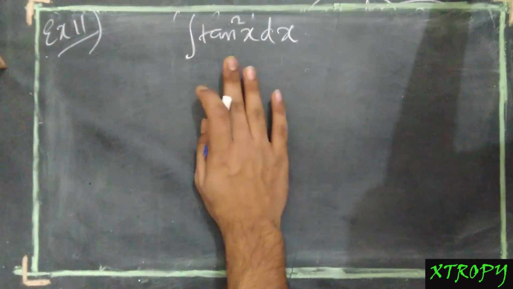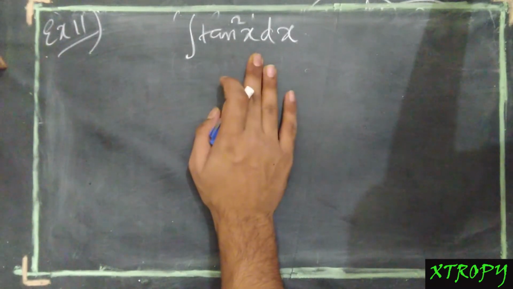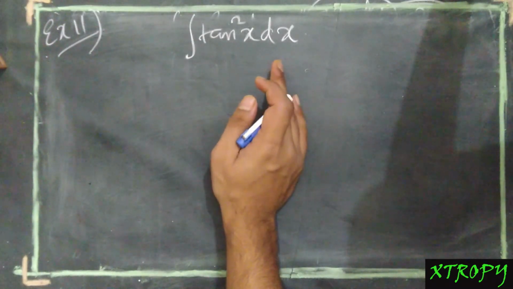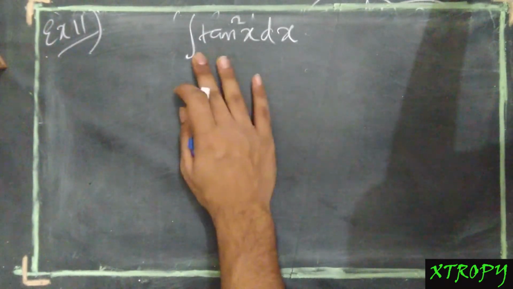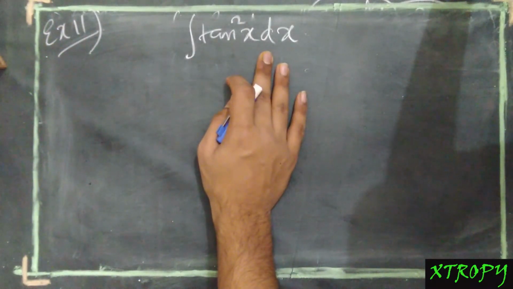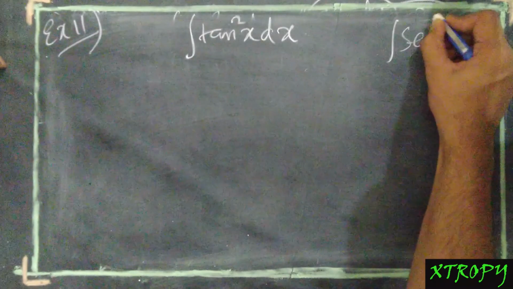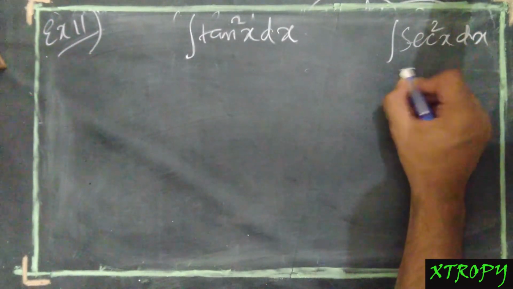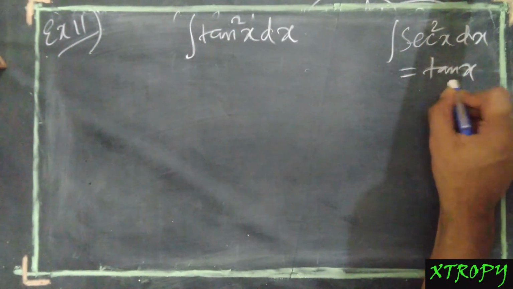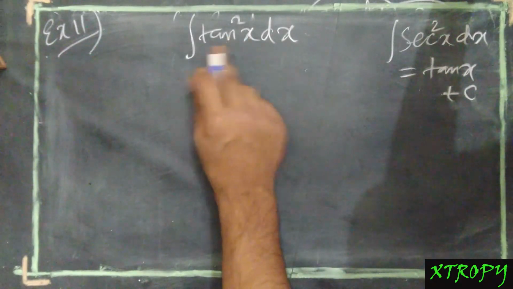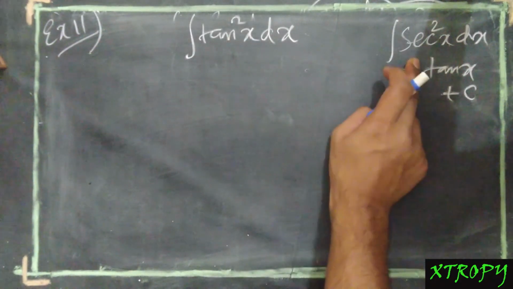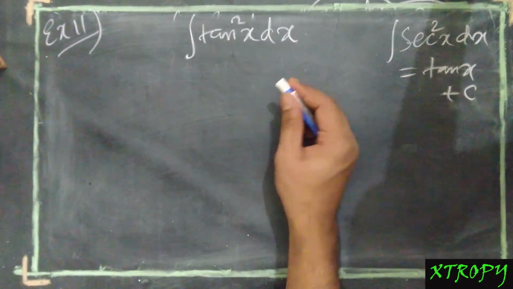We haven't learned any direct formula for this. Also, we do not have any product rule in integration. So how shall we encounter this question? Well, we know the integration of sec square, right? Sec square x dx is tan x plus c. We know this one. So if somehow we could convert this tan square x to sec square x, our problem will be solved. So how can we?